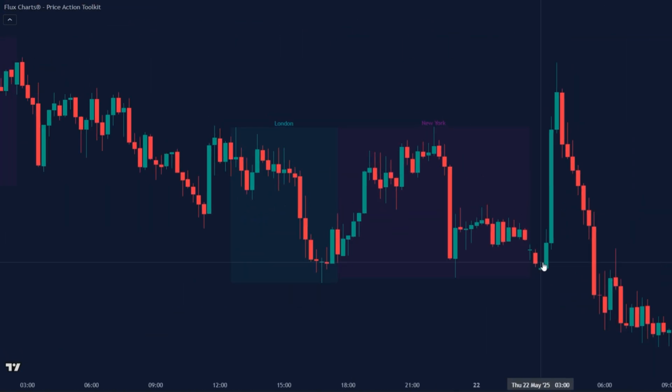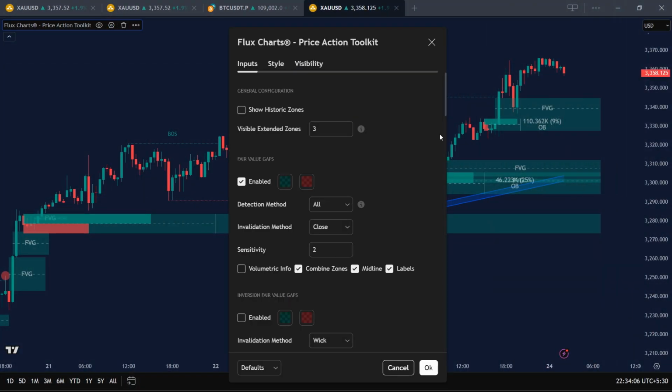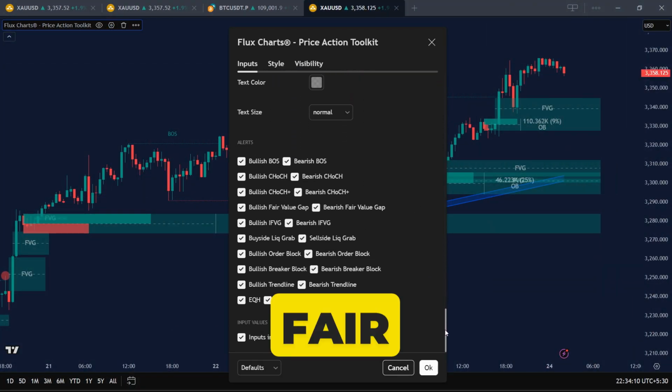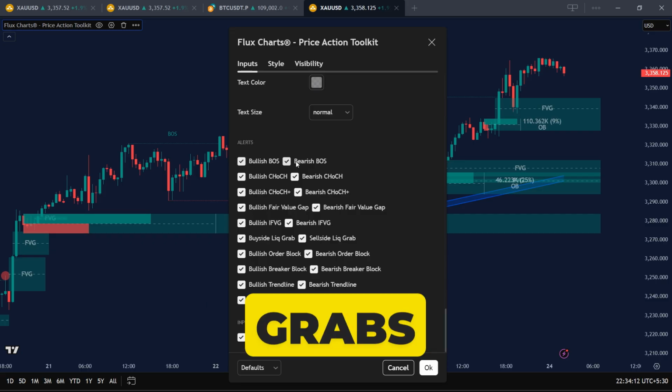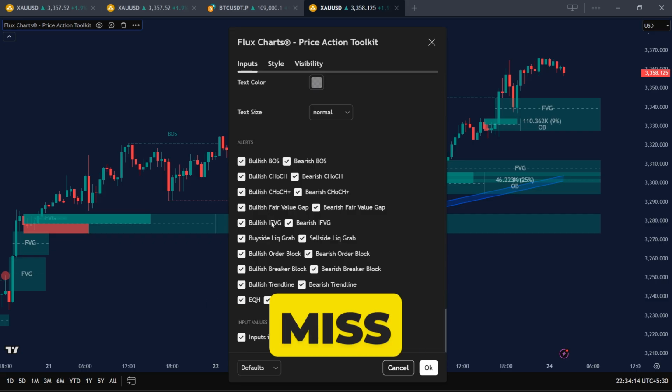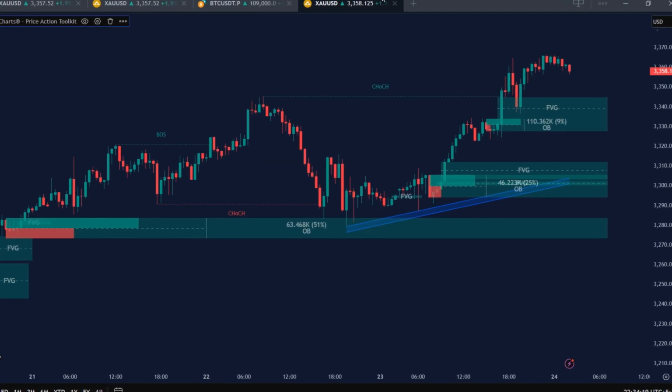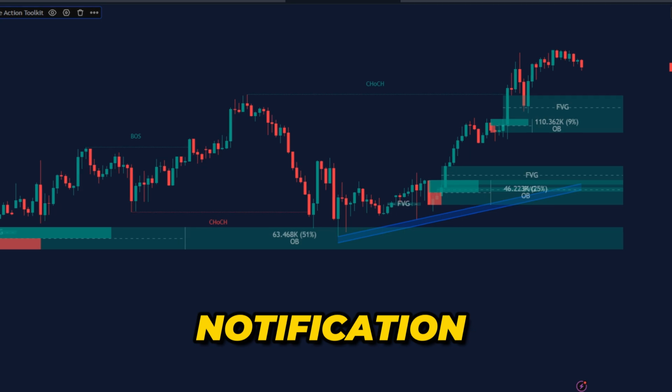Now, for one of the most convenient features, alerts. With the Price Action Toolkit, you can set alerts for new order blocks, fair value gaps, liquidity grabs, and more. This ensures you never miss a potential trading opportunity. Setting them up is easy. Just head to TradingView, add the toolkit, create your alert, and customize your notification preferences.